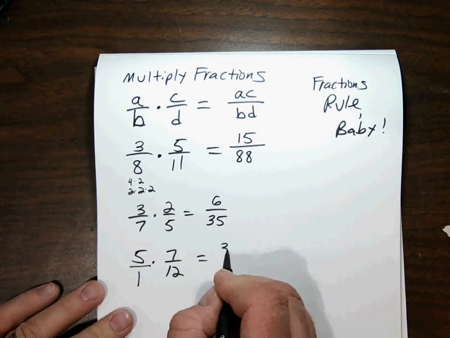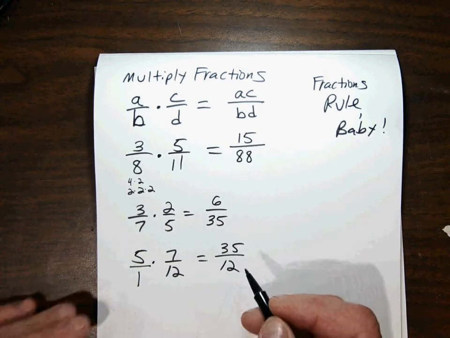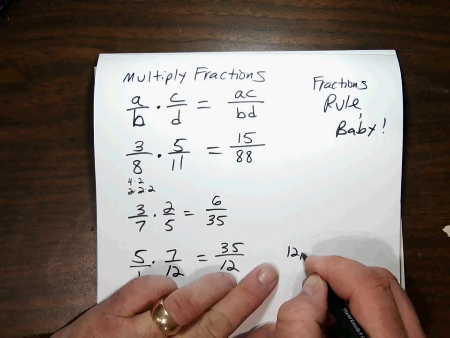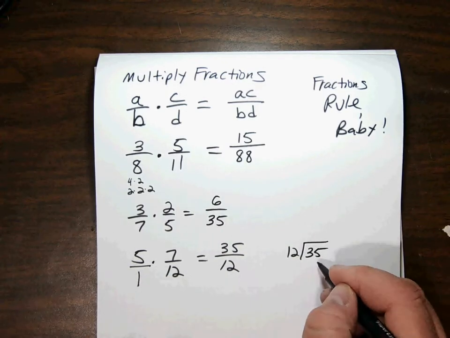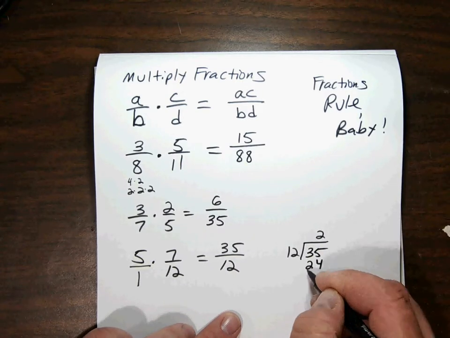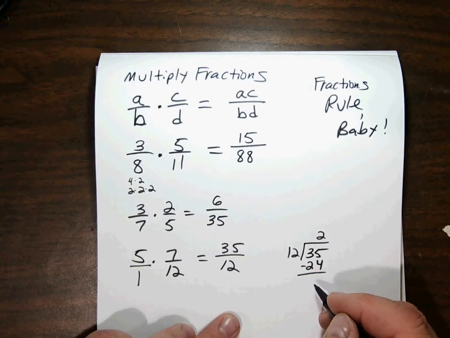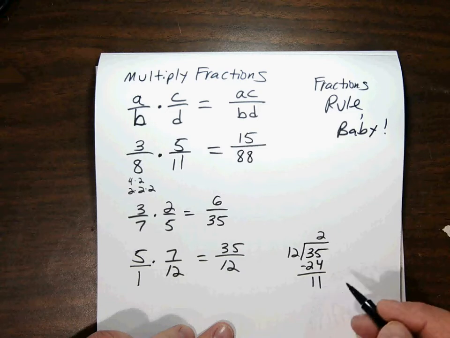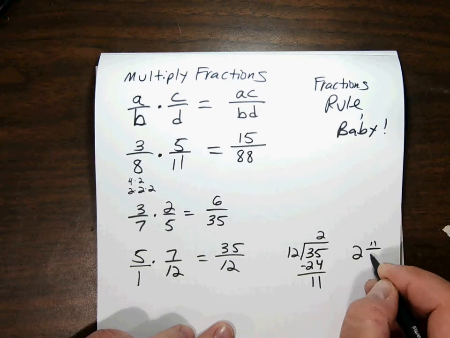Now it's easy. 35 over 12. Can I reduce? No, there's no 5 or 7 hidden inside my 12. I can't reduce. The best I could do is turn it into a mixed number, right? And what the heck? Let's do that. 12 goes into 35 twice. That'll give me a 24. And what will I have left over when I do that? I have 11 left over, right? So it's going to be 2 and 11 over 12.